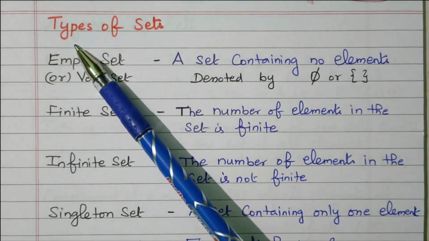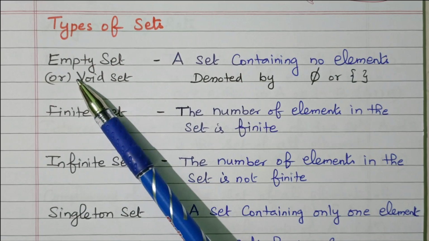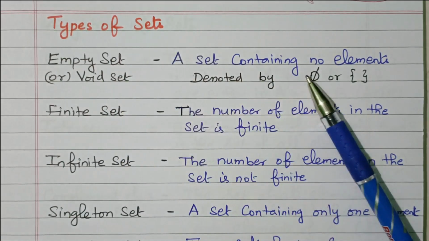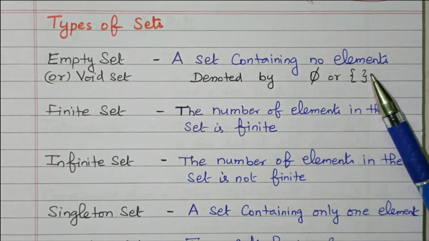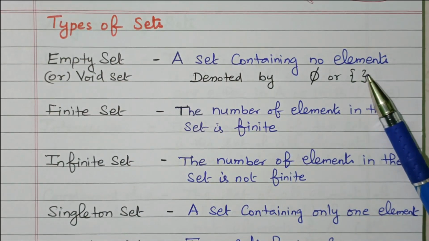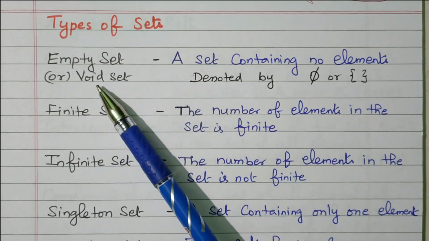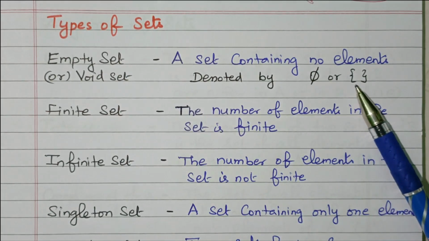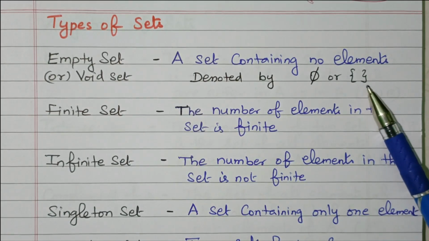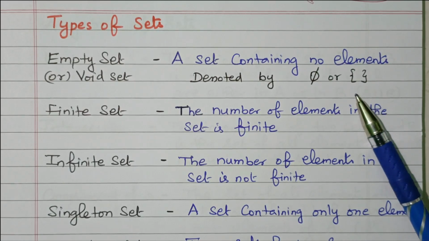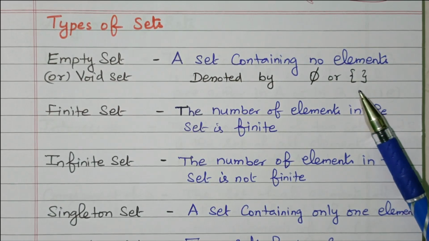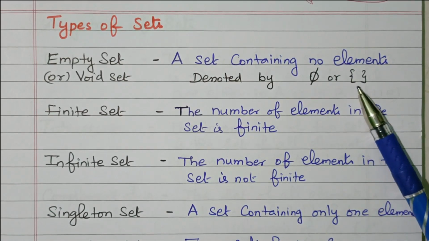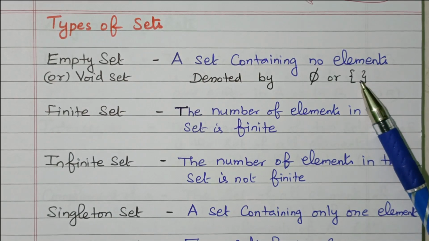Now we'll go to the topic types of sets. The first one is the empty set or void set. An empty set means a set containing no elements. The null elements are not available. The set containing no element is called an empty set or void set, denoted by phi or a set of open and closing braces without any element, nothing available inside.